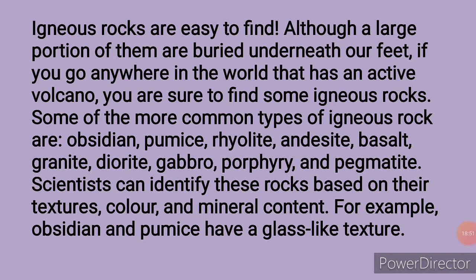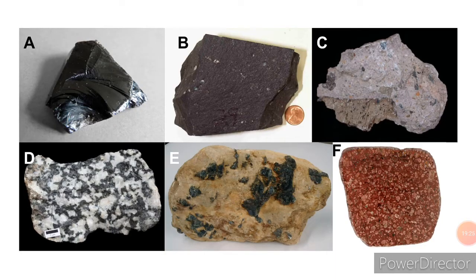Some of the more common types of igneous rock are obsidian, pumice, rhyolite, andesite, basalt, granite, diorite, gabbro, porphyry, and pegmatite. Scientists can identify these rocks based on their textures, colors, and mineral content. For example, obsidian and pumice have a glass-like texture. So you see some of the rocks I'm labeling. Alright, these are some of the igneous rocks.